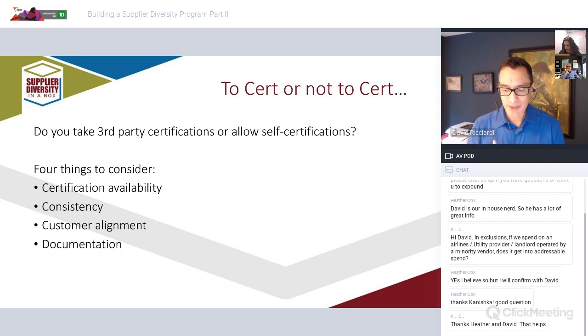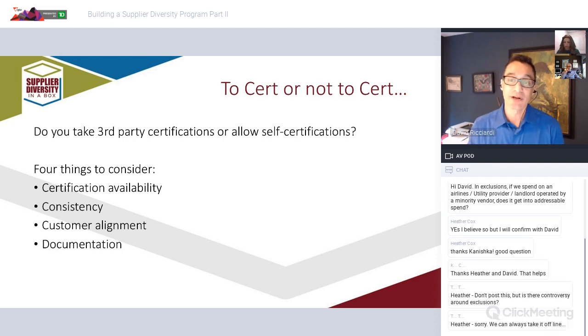And we touched upon this through a number of topics that we talked about yesterday as well. But I'm going to bring it from that conversation yesterday to what we're talking about now, when we're talking about certifications and self-certifications, and how we use that to actually manage that diverse spend number. One of the key questions you're going to ask yourself is, for our company, are we going to only accept third-party certifications, or are we going to allow suppliers to self-certify?